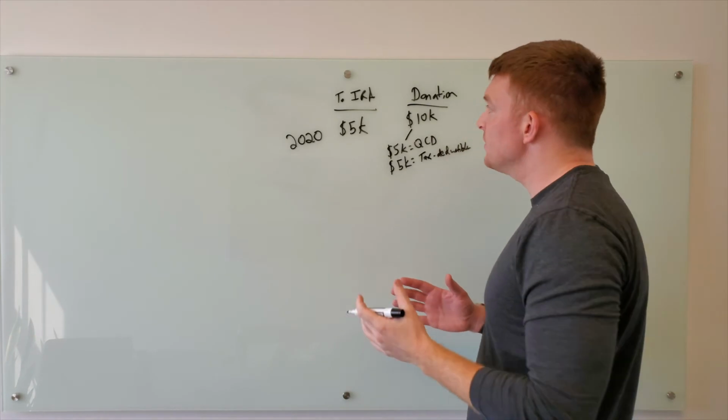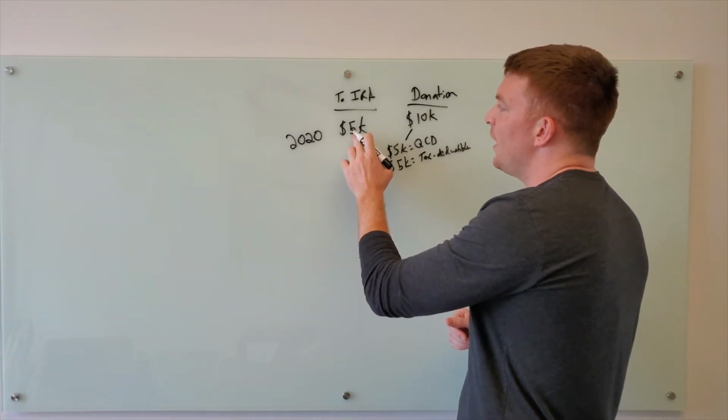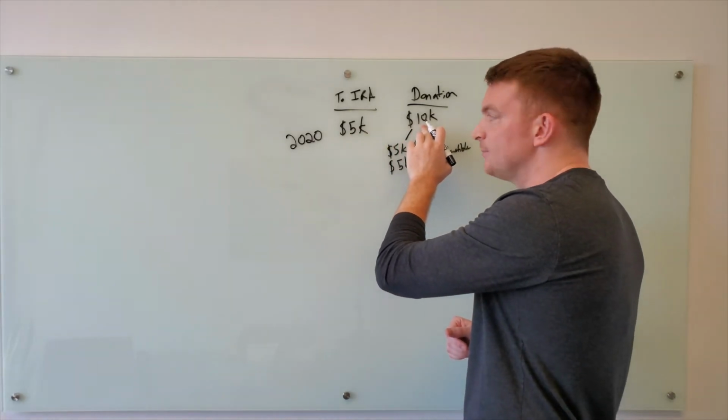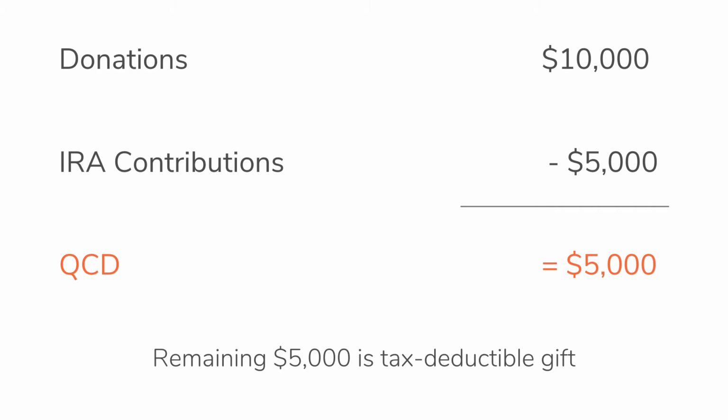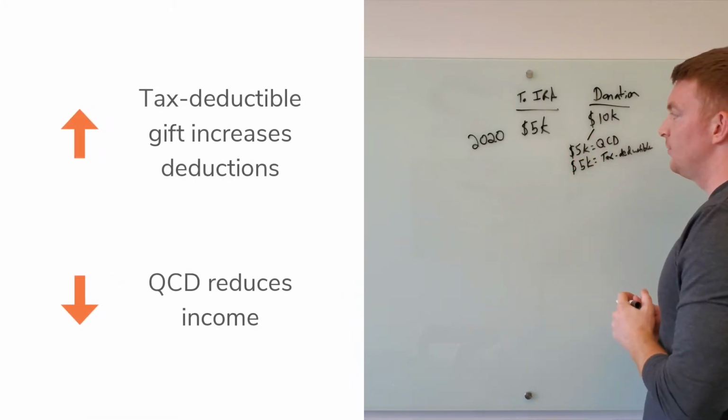Why is that the case? What the government says in the Secure Act is that you can't make an IRA contribution and then immediately turn it into a QCD. So instead, half of this will count as a QCD, and then half will count as a tax-deductible contribution, which increases deductions while the QCD lowers income overall.